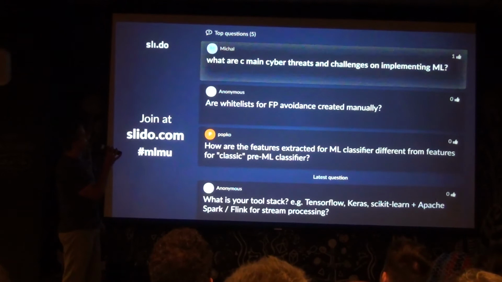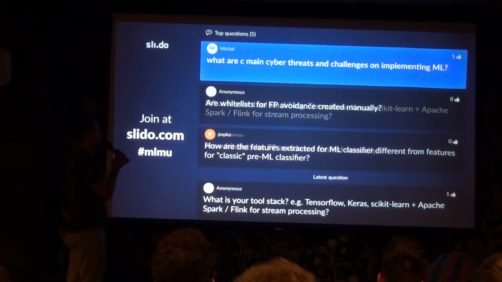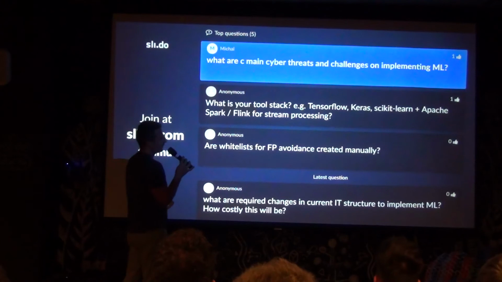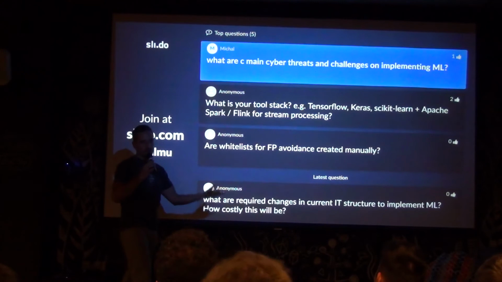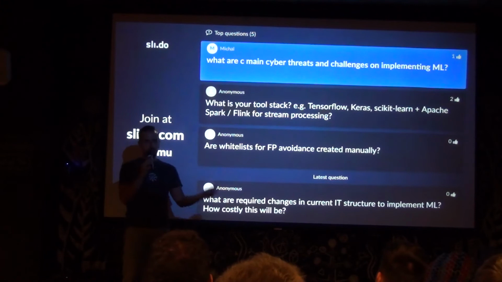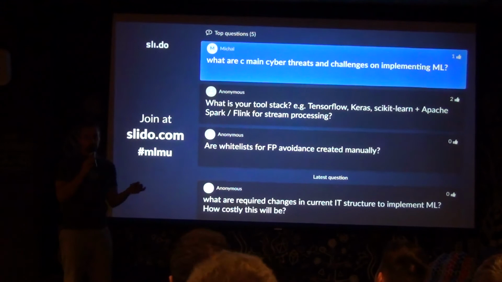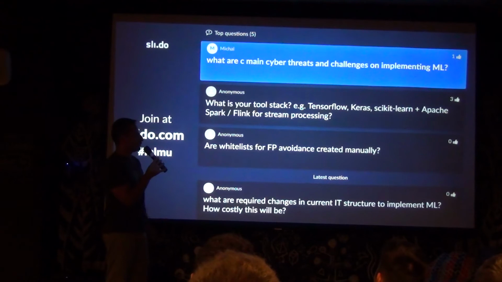Okay, so what are the main cyber threats and challenges on implementing machine learning? So for challenges, I would say misclassification is super important, because it's super easy just to use scikit-learn, deploy some model on basic extracted features. It works perfectly, it catches 99% of malware, but with a 25% false positive rate, or even a 5% false positive rate, it is just unacceptable for any environment. So dealing with false positives is a huge issue.